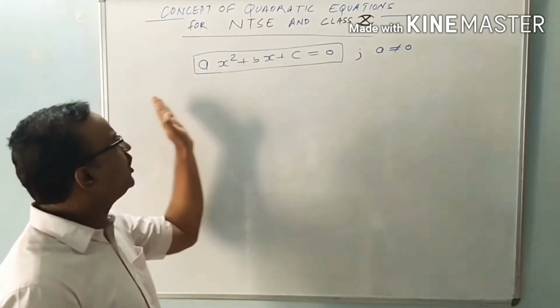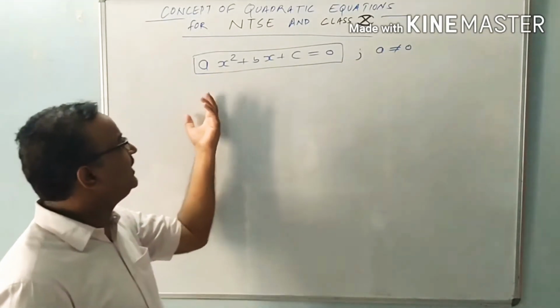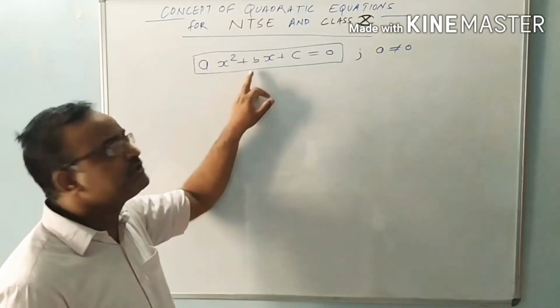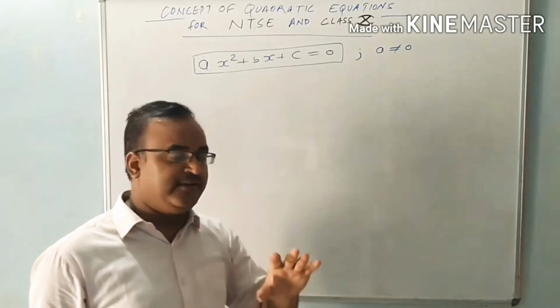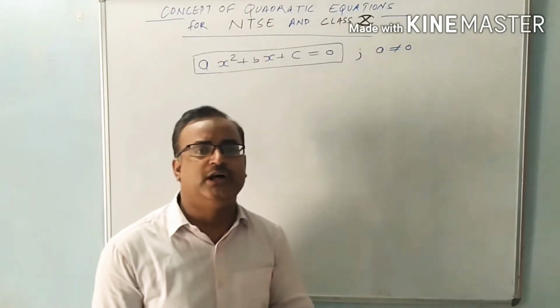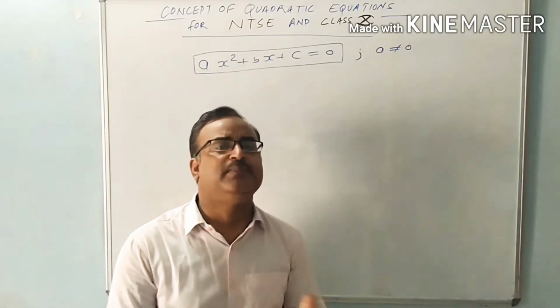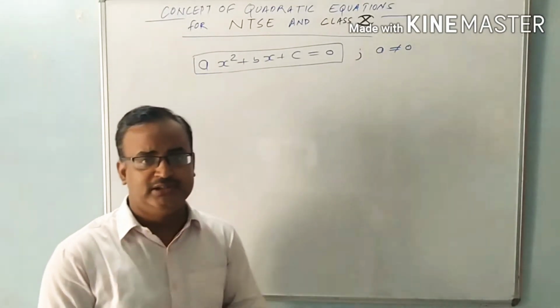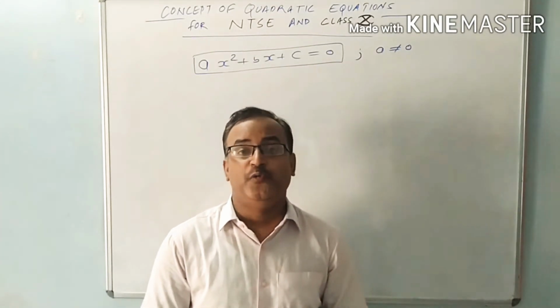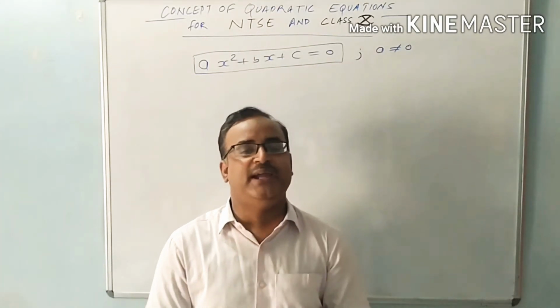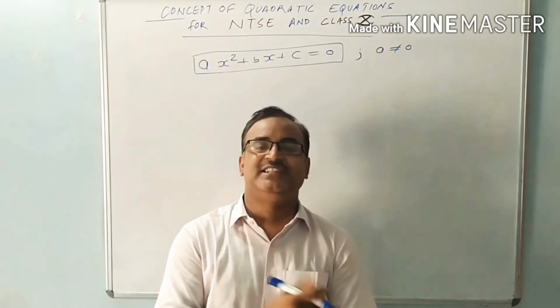So we can solve this algebraic quadratic equation in 3 ways. First, we can factorize it and find the zeros. The second method is completing the square. It is a very important method, completing the square. And the next one is the quadratic formula. We can prove the quadratic formula, which is given by our Indian mathematician Sridharacharya.